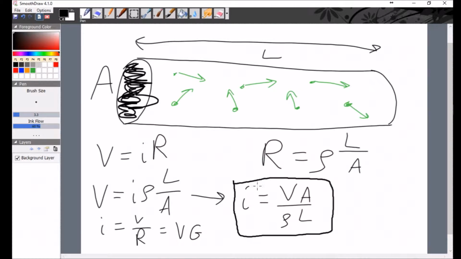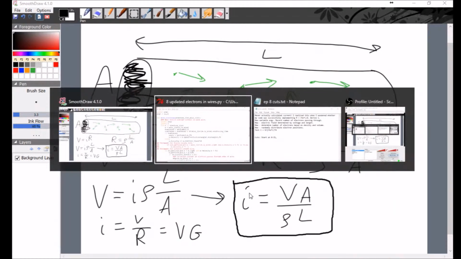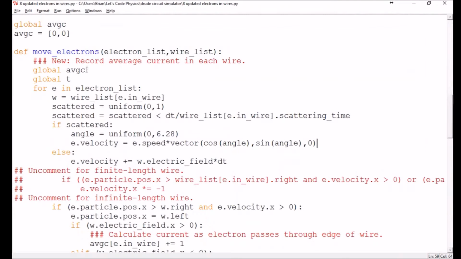So the first thing I need to be able to do is actually calculate the current and not just do a hand-wavy argument about the velocity being equivalent to the current. So what I've done is I've set up a new variable here, this AVGC for average current. I suppose I can put a comment here. It's actually technically not the average current. It's going to record the total number of electrons, but we'll just call it AVGC for right now.